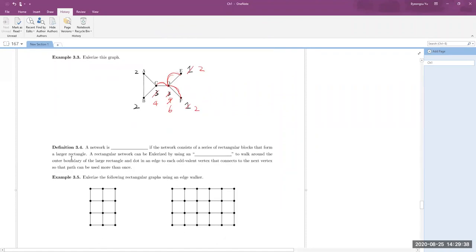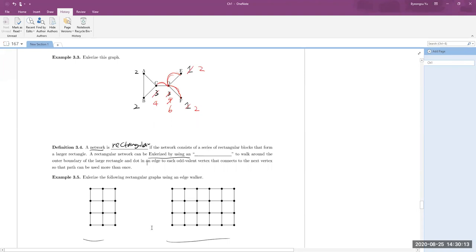So let's deal with some special cases. Another name for a graph is network, and here the network is rectangular. If it is just usual rectangular blocks that form a larger rectangle, right? Then the one below, with rectangular blocks, is called just a rectangular graph, because it looks like a rectangle, right? So I think that is a tautology, but anyway. So a rectangular network can be Eulerized by using a workaround.